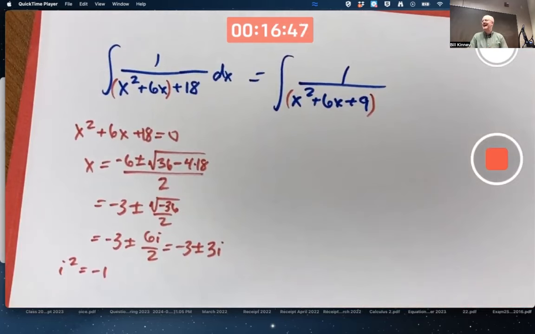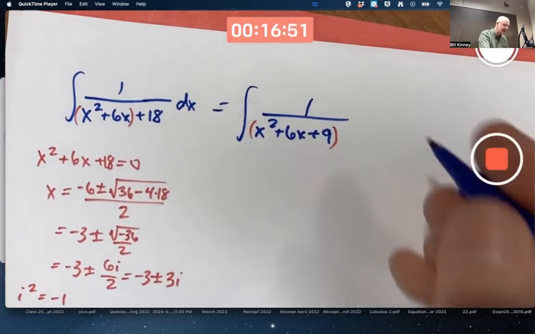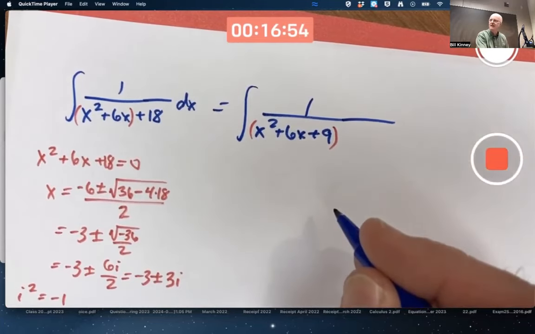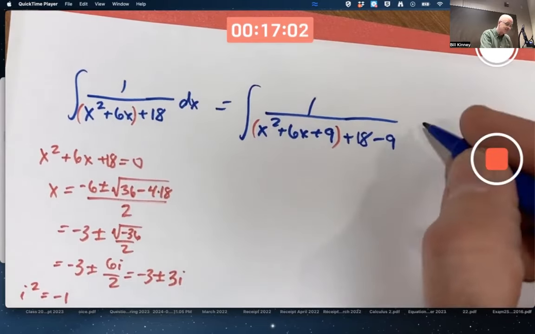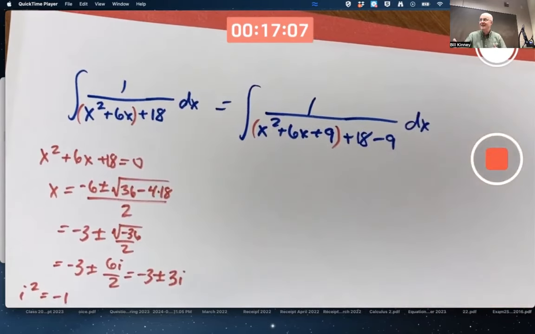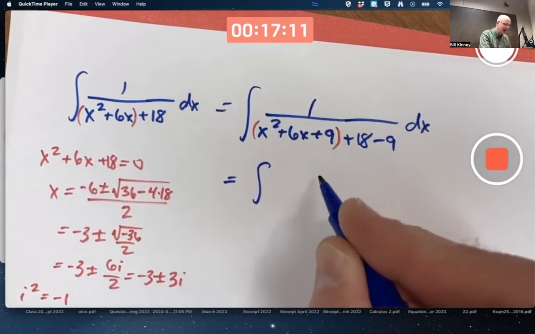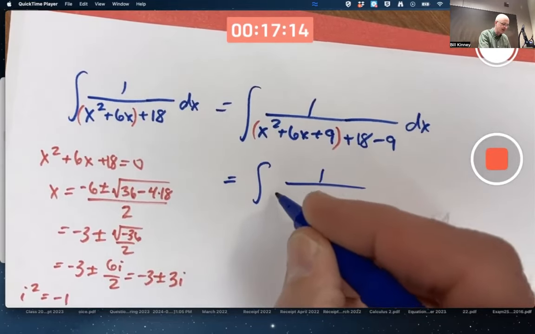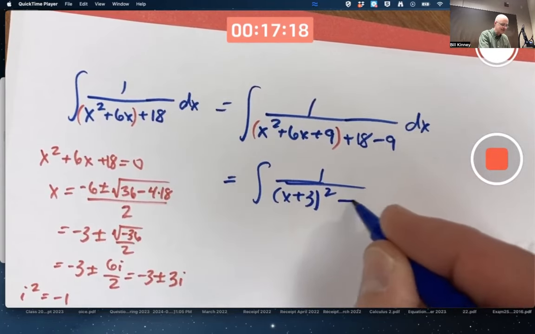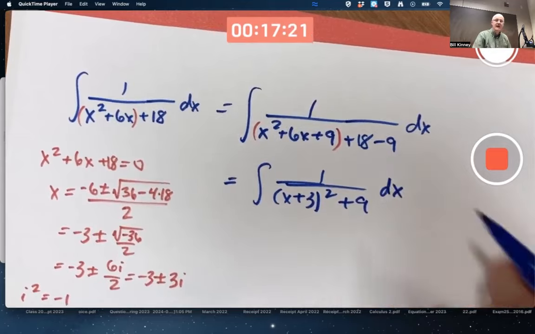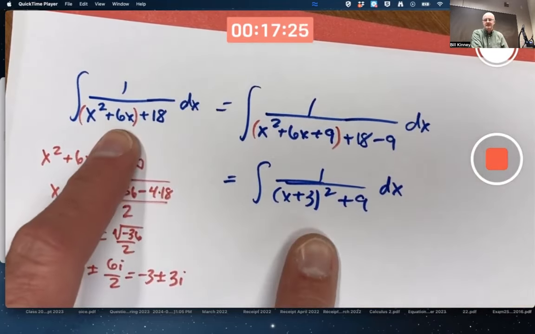But wait a minute. How can you do that? How is that allowed? What about the plus 18? These are not equal. Well, you just compensate. We've added 9, so subtract it. Tricky math. By doing this, we have written what's in parentheses as a perfect square, x plus 3 quantity squared. 18 minus 9 is plus 9. All we've done is rewrite the function. These are the exact same function. They just look different.